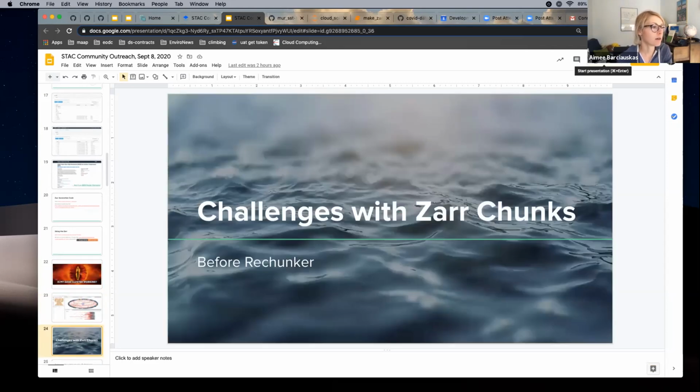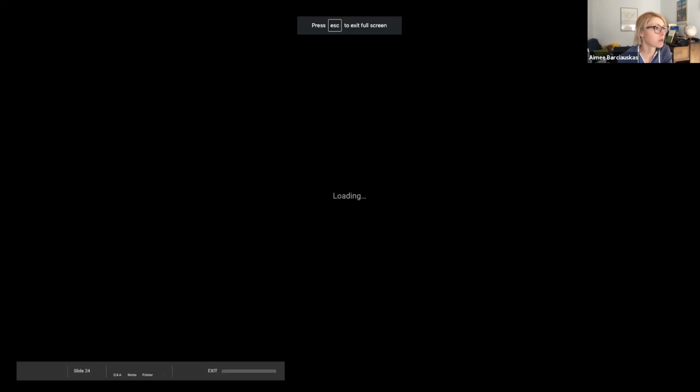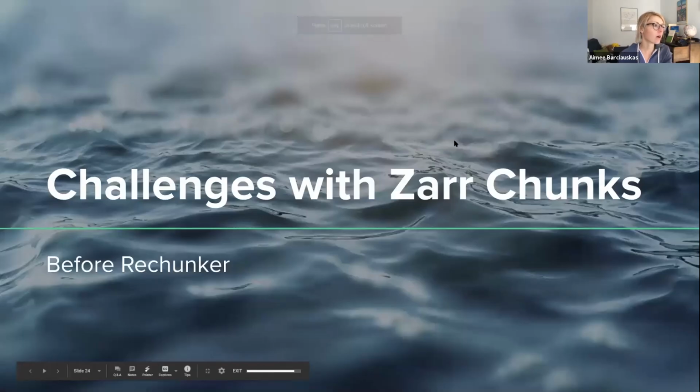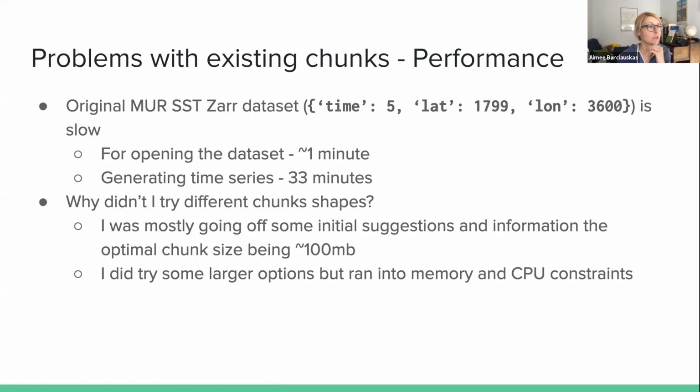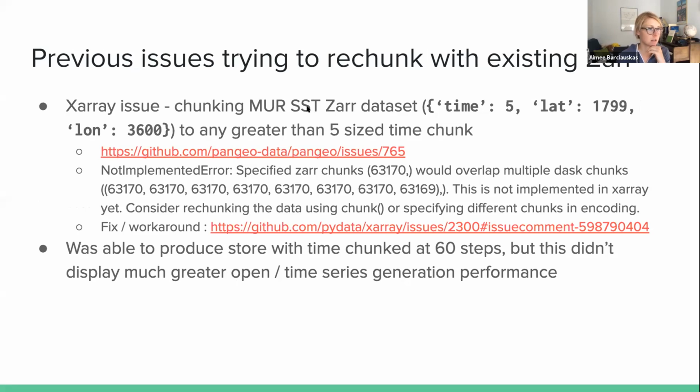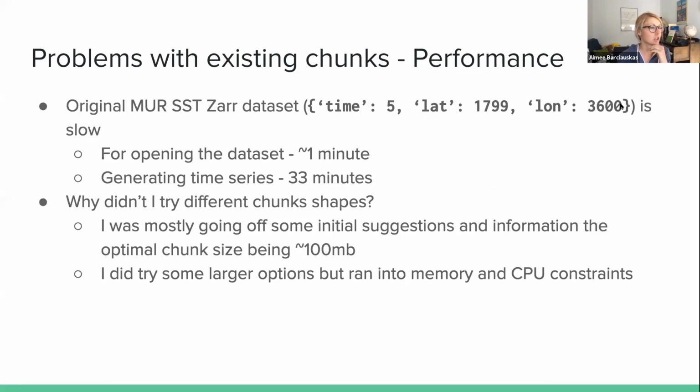Okay, so with that, I'm going to talk about some challenges we ran into. Full disclosure about the thing that I just showed: that was using a new chunk shape. It was not using our original chunk shape of time 5, latitude, and longitude. For opening the data set with that chunk shape scheme, it took about 1 minute, which is not that bad, but generating that same time series took 33 minutes.